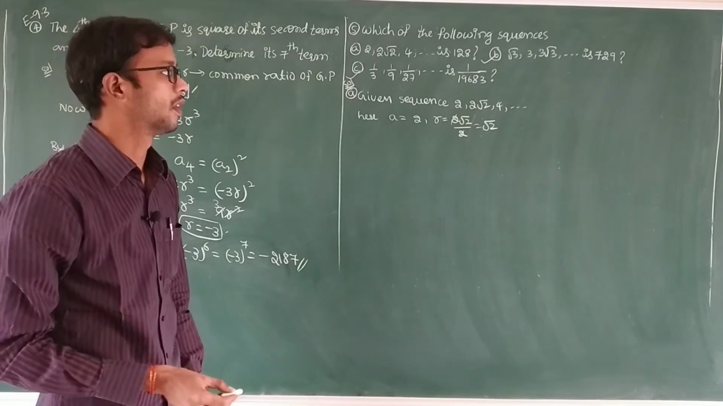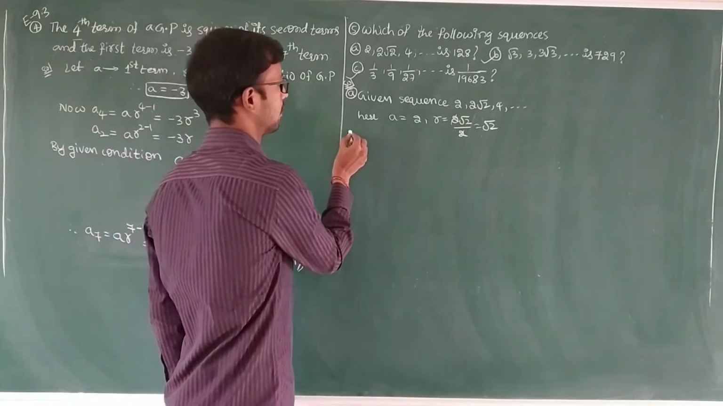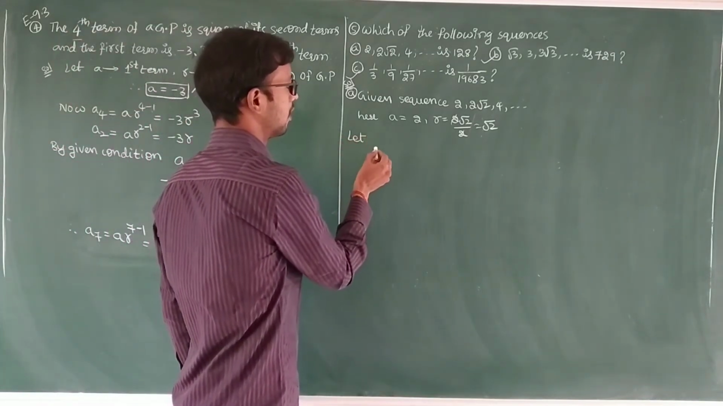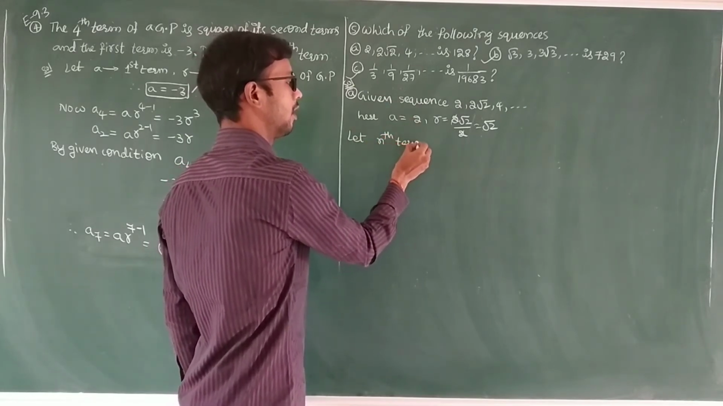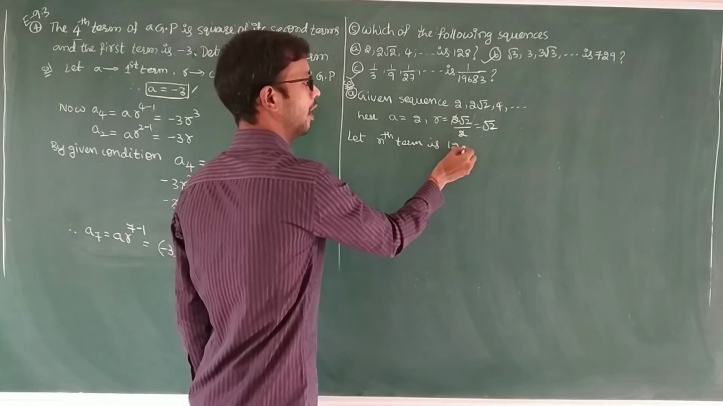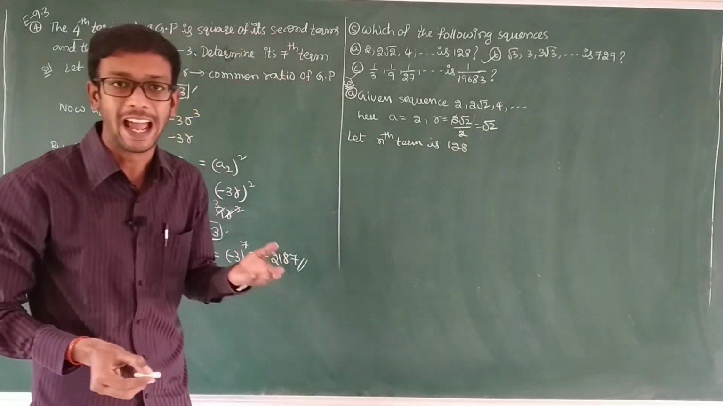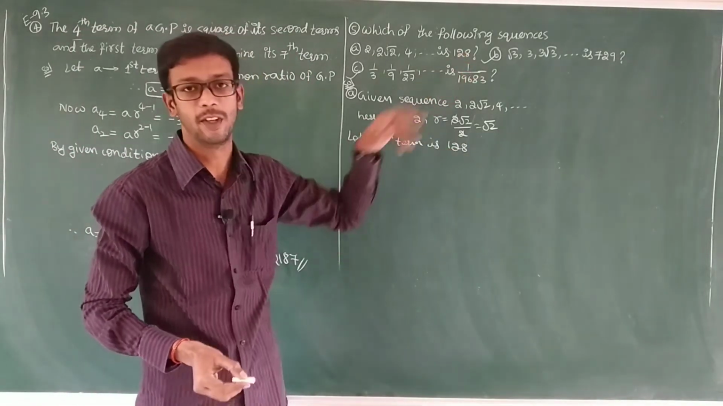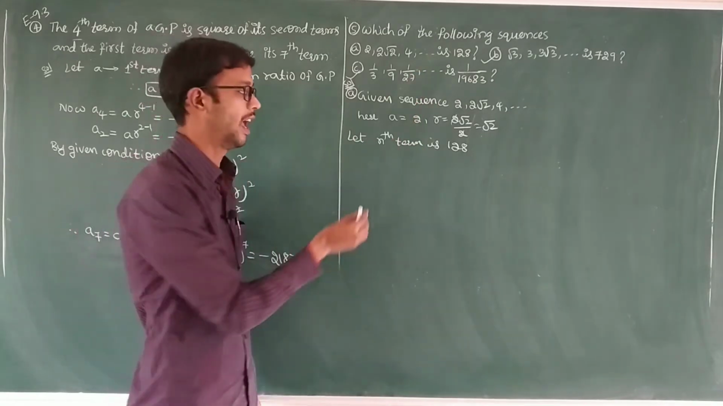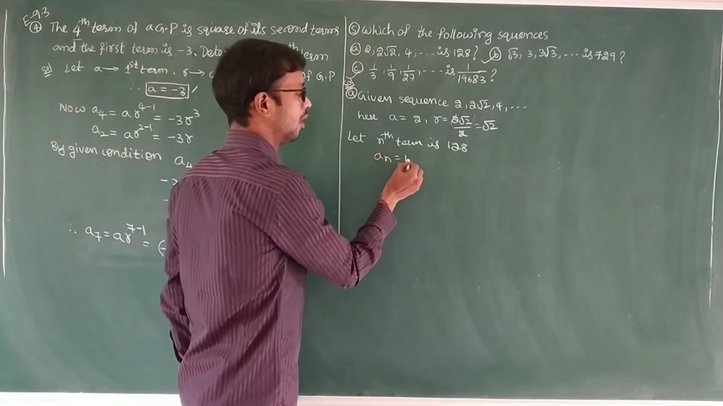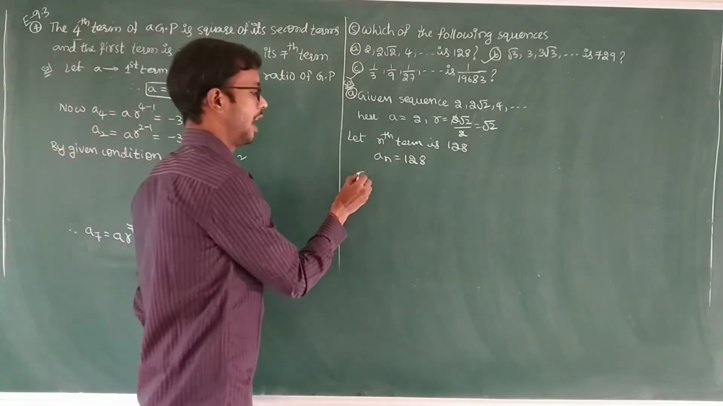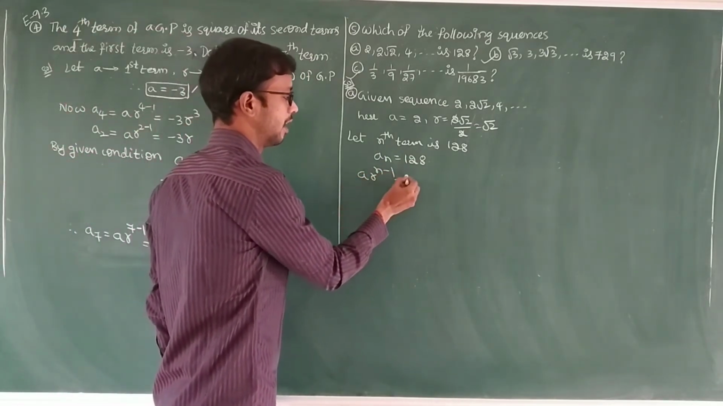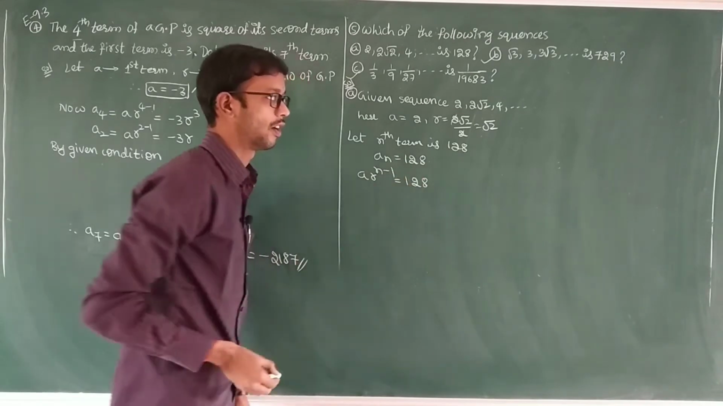Next step, let the nth term be 128. We don't know which term it is, so I am taking that as n. An is equal to 128. What is the An formula? a into r power n minus 1 is equal to 128.